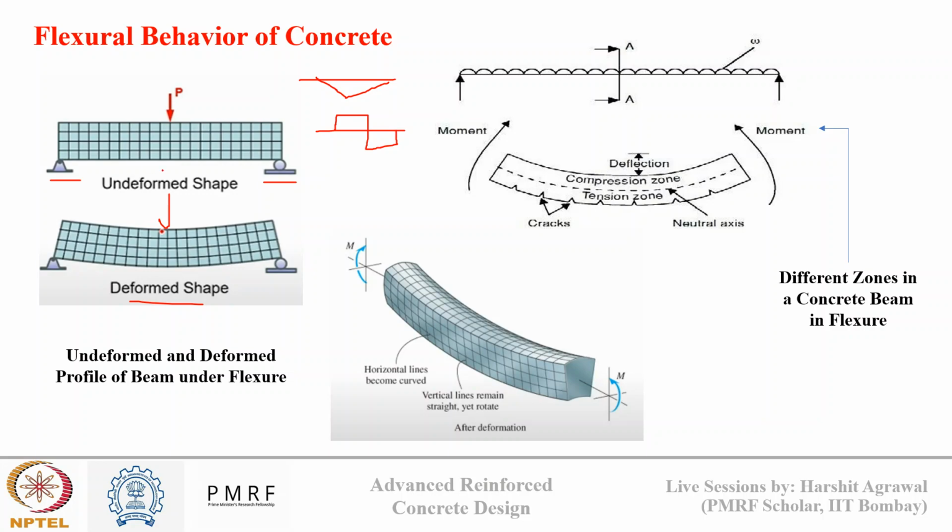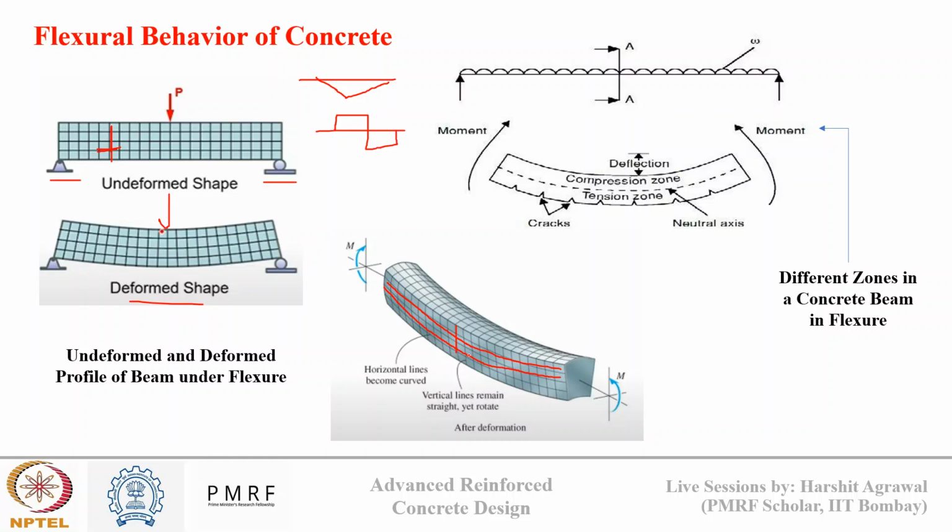If you compare the deformed and the undeformed profile, we have two sets of lines: horizontal lines and vertical lines, which divide the complete beam into grids. In the deformed profile, we can see that these horizontal lines are becoming curved as we apply load. However, the vertical lines remain the same.